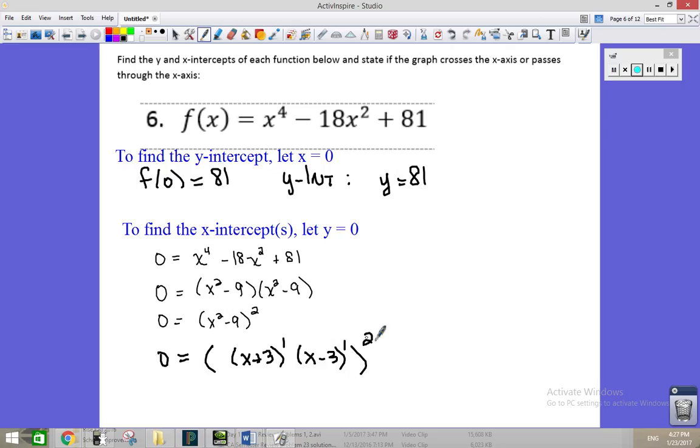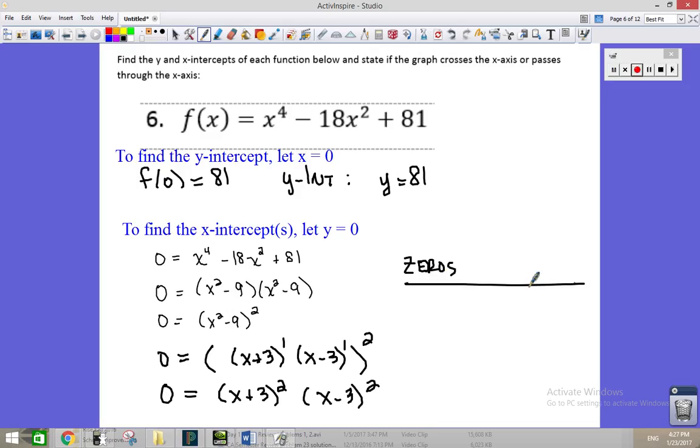When you have a power to a power, you multiply the exponents. So this x plus 3 is being raised to the second power, and this x minus 3 is being raised to the second power. So I'm going to write my table over here. I've got a table where the first column is my zeros. The second column is the multiplicity at each zero. And then to describe how it intersects the x-axis, does it do a cross or does it do a touch and turn?